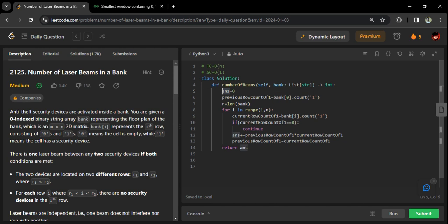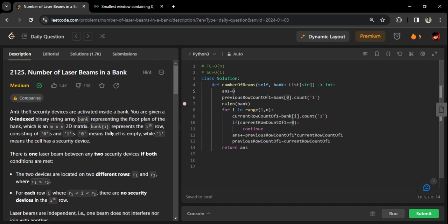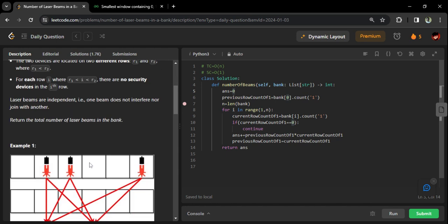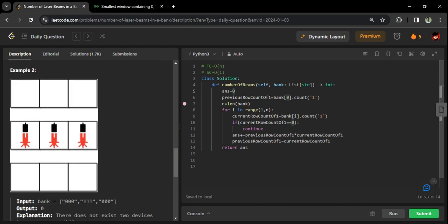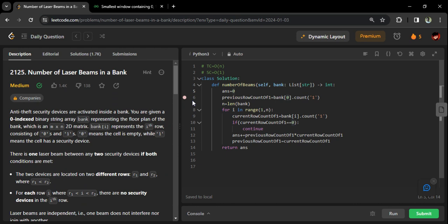See, I'm declaring an answer variable, which is going to be my final answer. Initially, I'm keeping it as 0. Okay. In this question, they have not mentioned anything like -1. Normally they will say that if no beam is possible, return -1, something like that. In this question, they have not mentioned that. And in example 2, we have already seen that the answer 0 is coming. So we can be sure that we can return 0. As simple as that. Okay. So I'm declaring the answer with 0.